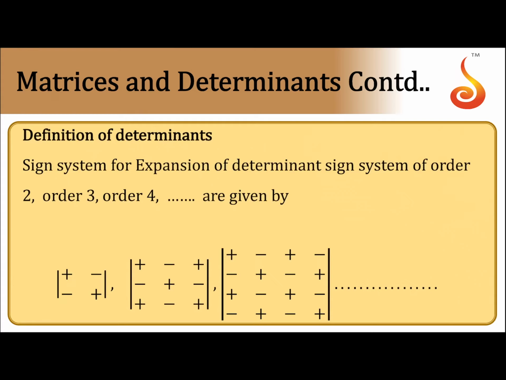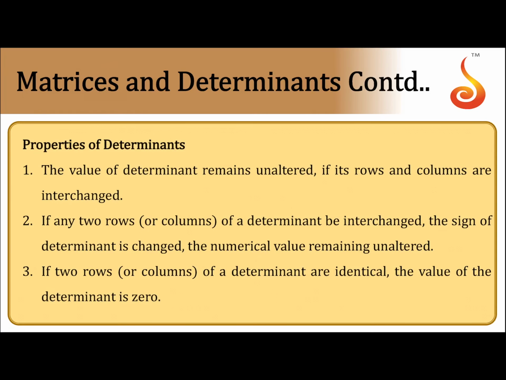Coming to the sign convention in the expansion of a determinant. While writing the cofactors, you need to take up the sign convention like this one. Coming to the properties of the determinant, the determinant of A is the same as the determinant of A transpose. It means even if you interchange rows and columns of a matrix, the determinant value doesn't change.